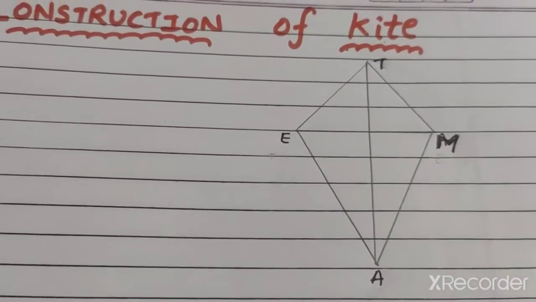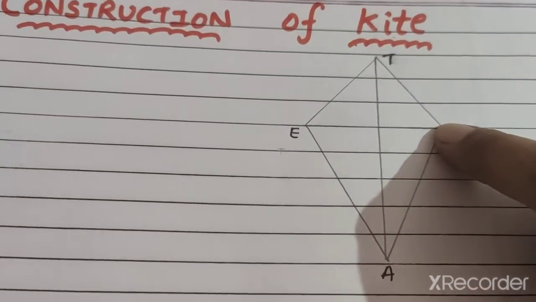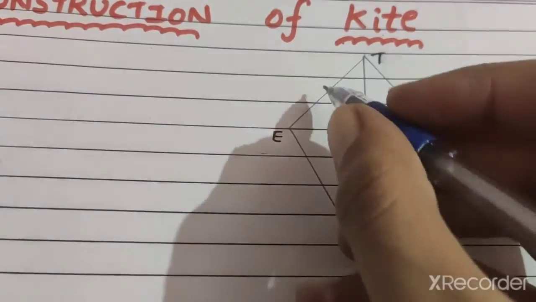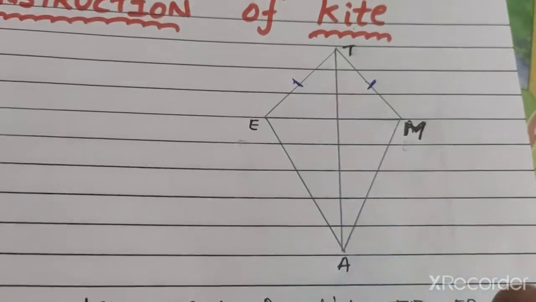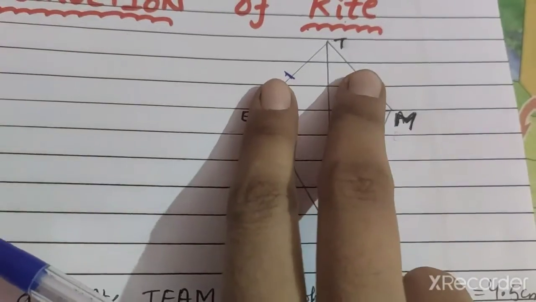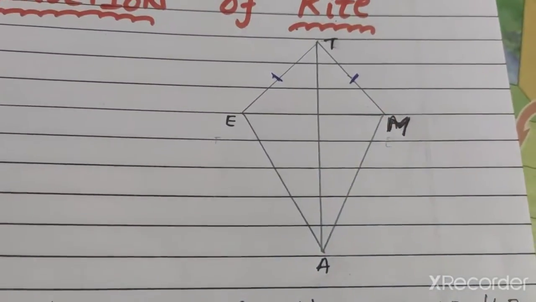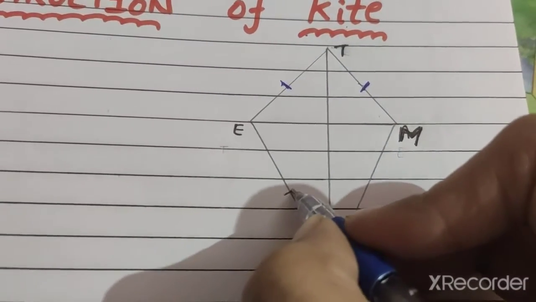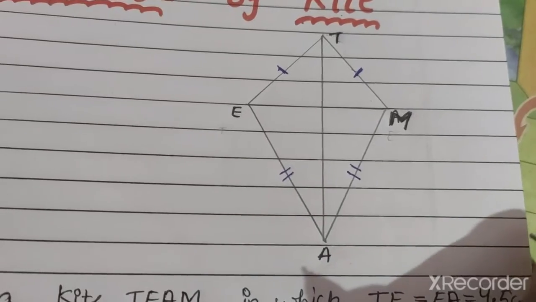I am saying the word adjacent, so you can see that TE and TM are adjacent sides, so they are equal to each other, meaning TE is equal to TM. This is one pair of adjacent sides, and EA and AM, this is another pair of adjacent sides, and they are also equal to each other. This is the special property of the kite.